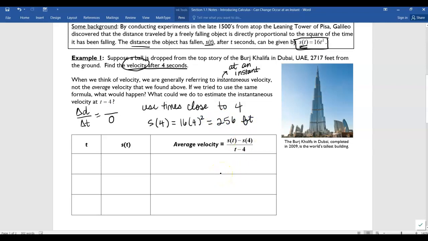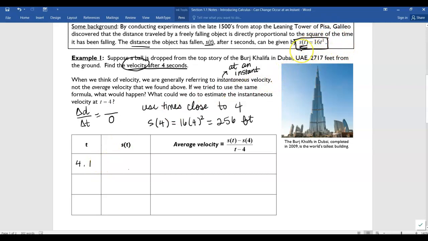And I get 256 feet. Now that I know what my position is at time t equals 4, at 4 seconds, I want to find my positions at some other times close to 4 seconds, but not quite 4 seconds. So we could start with 4.1. So in order to find that position, I'm still evaluating 16t squared.